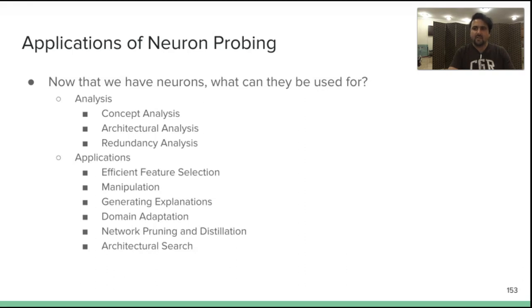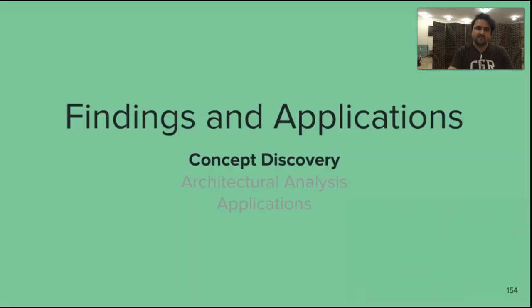People often ask, what are any applications of neural interpretations beyond understanding the mechanics of the neural networks? So we will also touch upon some applications such as efficient feature selection, and manipulation, where the system's output is changed through relevant neurons. Some other applications that we are looking at are domain adaptation and causal explanations. So without further ado, let's dive into the findings and see what neurons have been discovered.